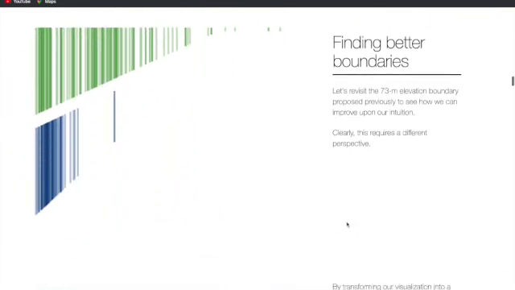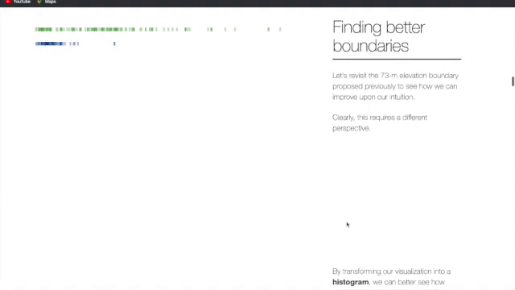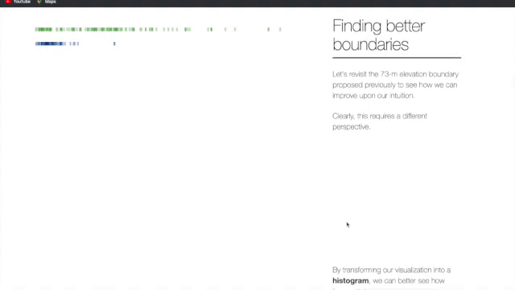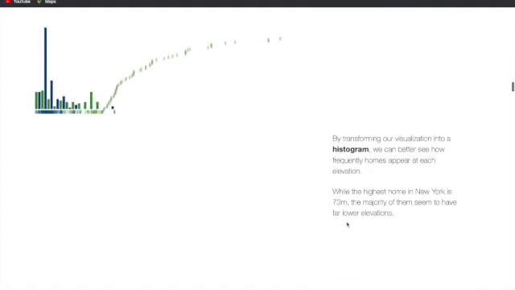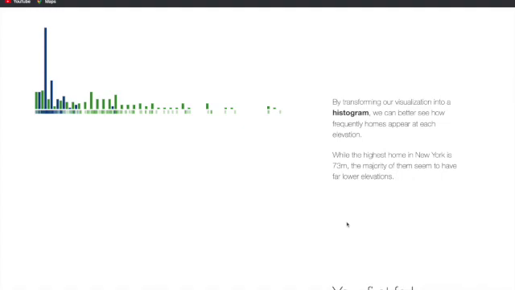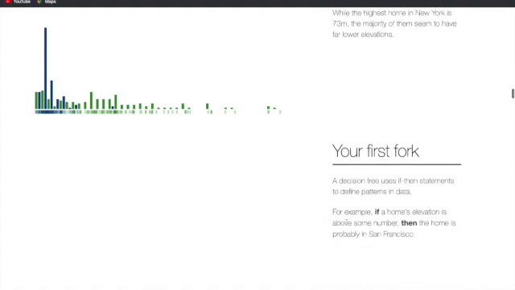Now, finding better boundaries. Let's revisit the 73-meter elevation boundary proposed previously to see how we can improve upon our intuitions. Clearly, this requires a different perspective. By transforming our visualization into a histogram to see the distribution, we can better see how frequently homes appear at each elevation. While the highest home is in New York, at 73 meters, the majority of them seem to have far lower elevations.